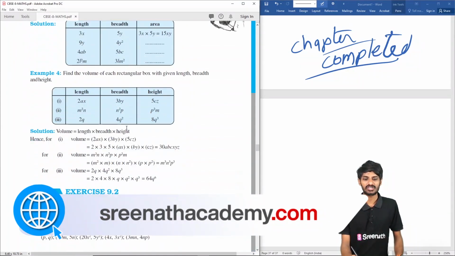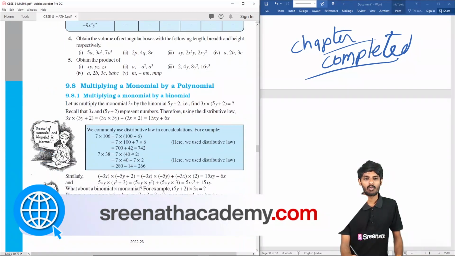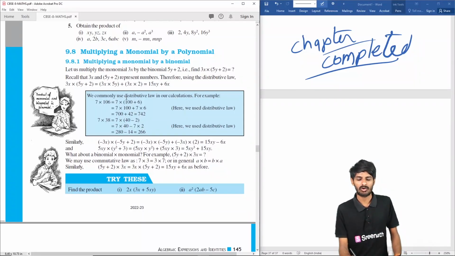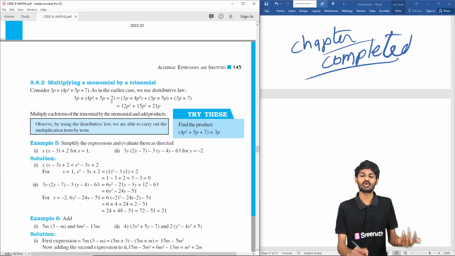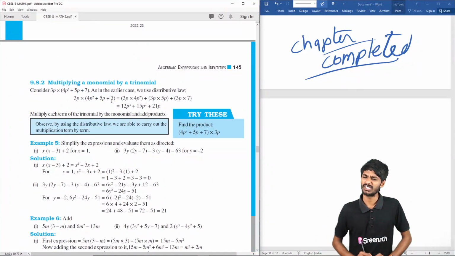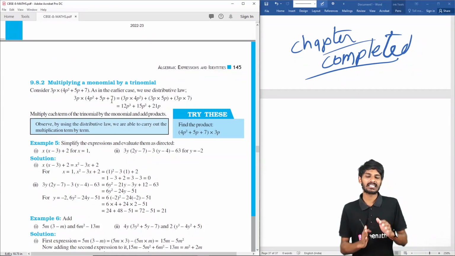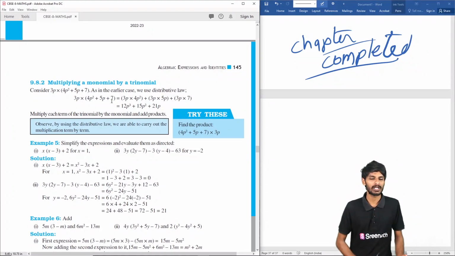Next, we discussed the monomial multiplied by a binomial. Here we use the distributive law. We multiply the monomial with each term of the binomial, so it becomes monomial by monomial multiplications, which we know and have solved. It is so easy. Next is monomial by trinomial multiplication. Here also the same rule: multiply the monomial with each term of the trinomial, and it divides into three monomial by monomial multiplications. It is so simple.